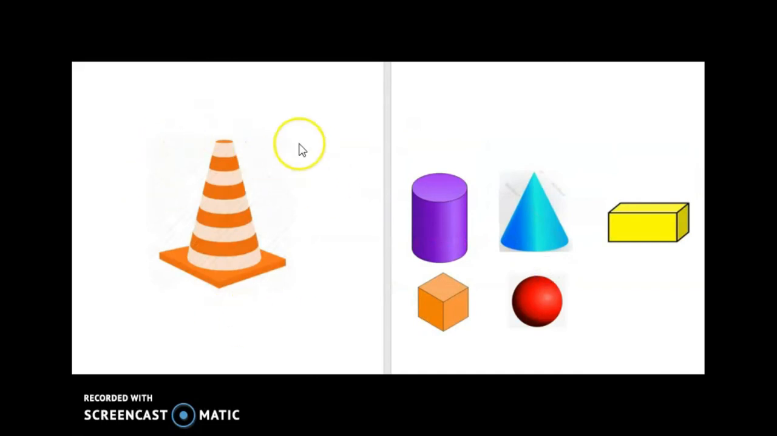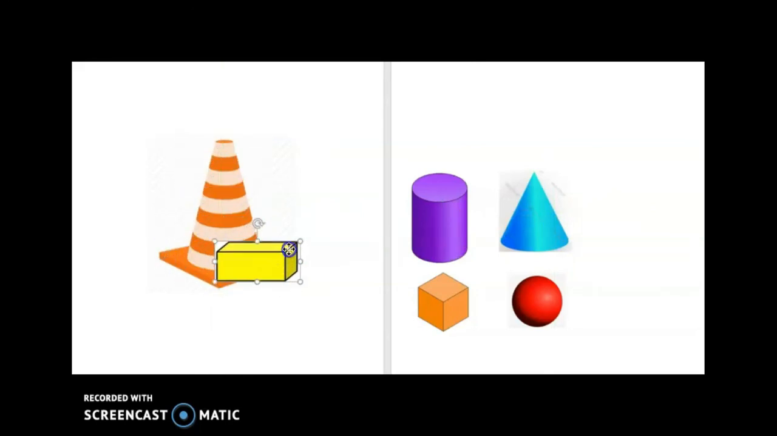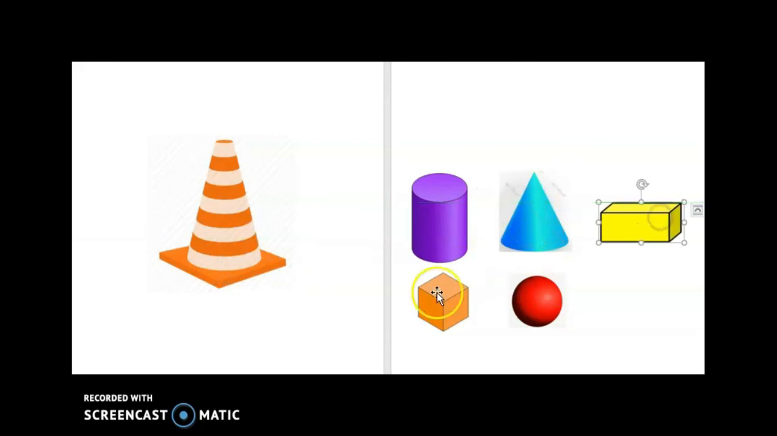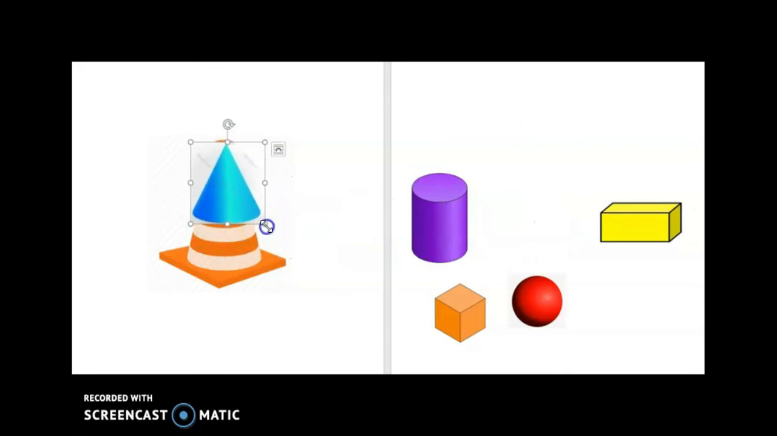Now look at this picture and find out which of these 5 3-dimensional shapes can fit in. Let's try with the rectangular prism. Does it fit? No, it doesn't fit. Let's try with the cube. Does it fit? No. Let's try with the cone. Does it look like a cone?